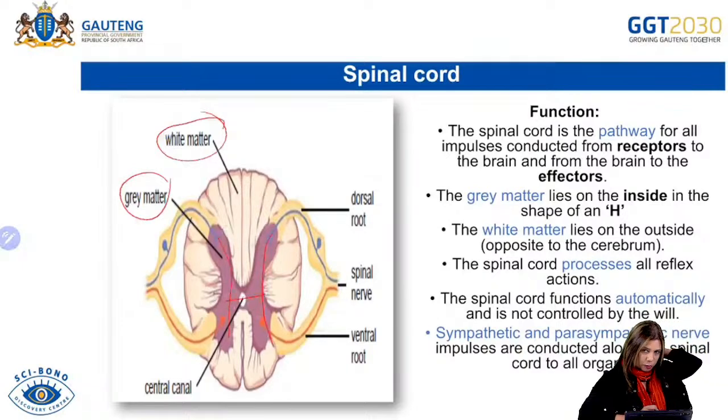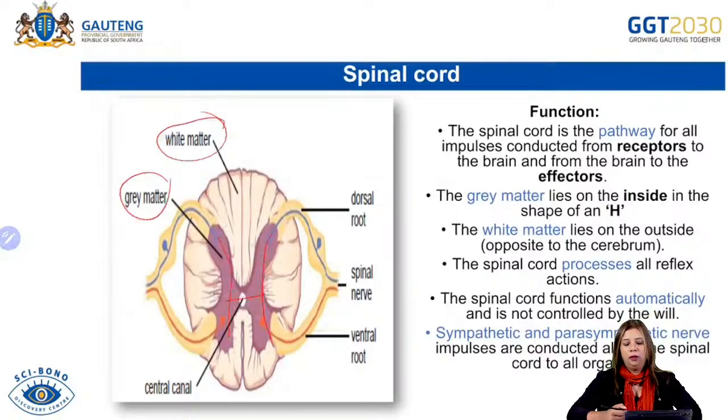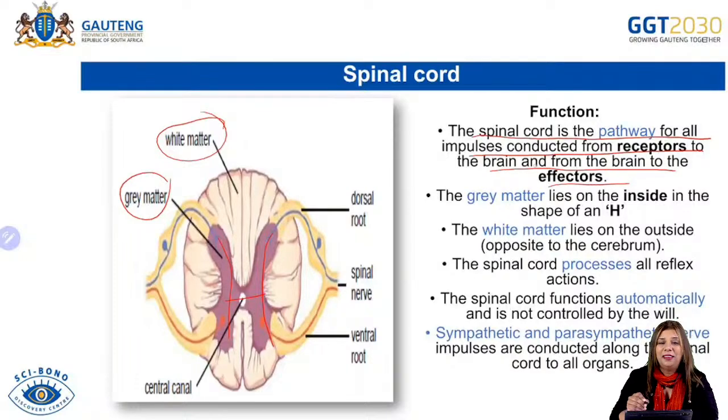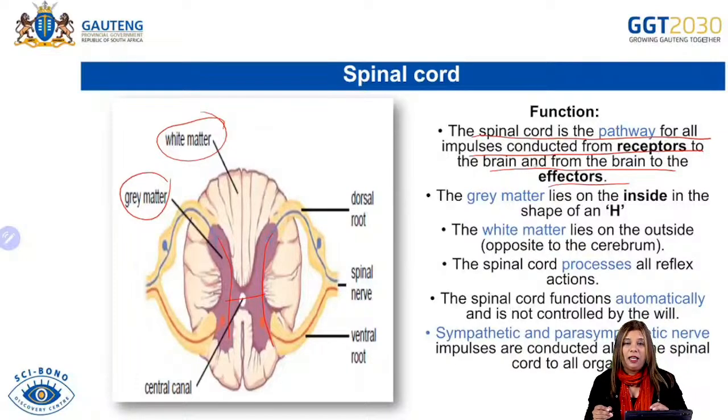So your spinal cord, you would find leading from your brain going down. And we know that this is important. The spinal cord is the pathway for all impulses conducted from the receptors to the brain and from the brain to the effectors. It's basically the main connection. It connects our brain to the rest of our body. It connects the rest of our body to our brain. The function of the spinal cord is absolutely important, because nothing will happen without the spinal cord, okay?